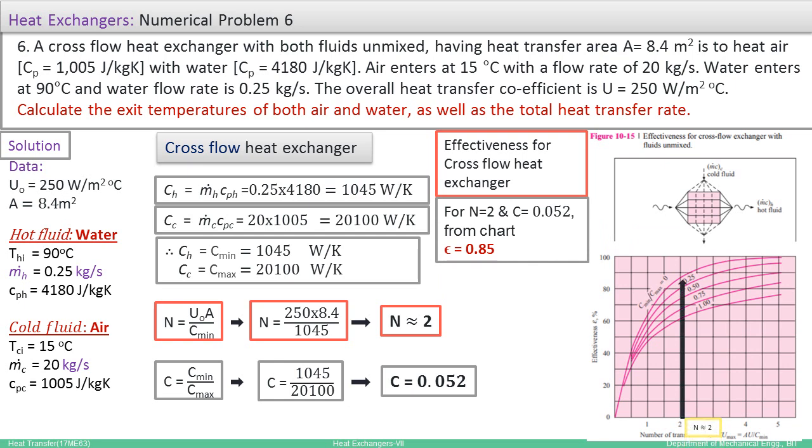Okay, so the n is equal to 2 there on the x coordinate, and then this curve is approximately drawn for 0.05 value of C. From there you just project it onto the y axis, so that y intercept will give you the value of effectiveness for this case. So it is 0.85 for this case of cross flow heat exchanger, using the chart.